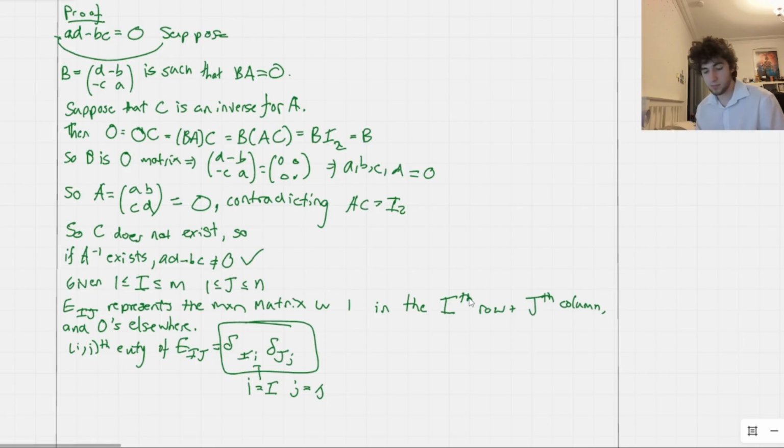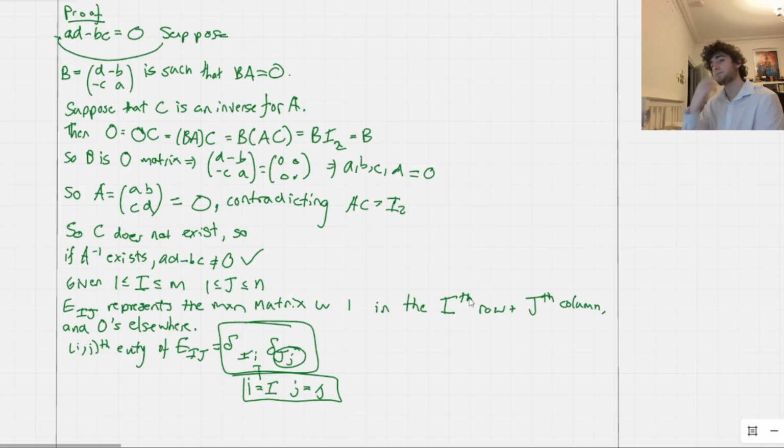Because effectively these two numbers, capital J and lowercase j, are not equal, and by the definition of the Kronecker delta you get 0. It doesn't even matter what's happening here. If i was equal to capital I and j was not equal to capital J, you just get 0 times 1, which is 0. So it's going to be 0 all the time except for this one special case, where i is equal to capital I and j is equal to capital J, in which case you get 1 times 1, which is 1.